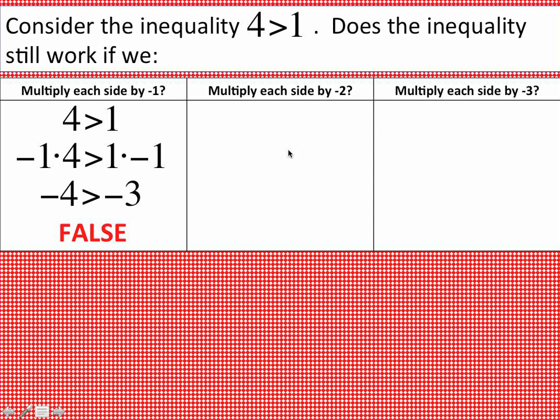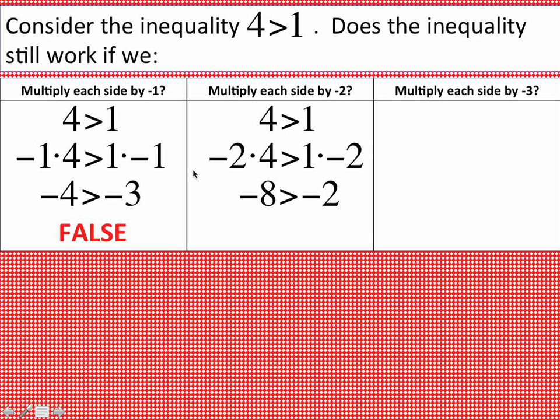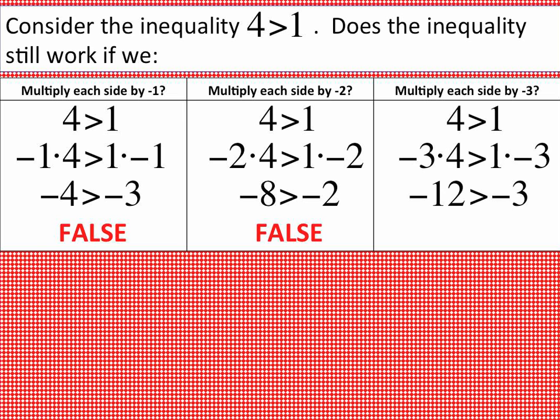Let's see what happens if we do negative 2. Well, if we start back with 4 is greater than 1, which is true, and we multiply each side by negative 2, I'd wind up with negative 8 is greater than negative 2. Well, negative 8 is not greater than negative 2. So that, again, is a false statement. Same thing will happen here with negative 3. If we multiply each side by negative 3, I'd wind up with negative 12 is greater than negative 3. But the problem is negative 12 is not greater than negative 3, so that created a false statement.